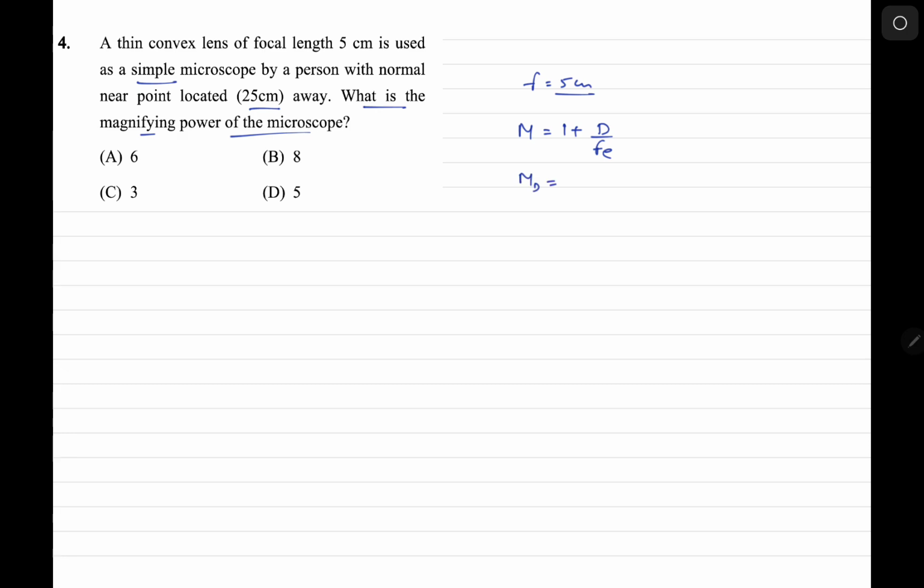If we use this formula here, 1 plus 25 by 5, we'll be getting 5 plus 1, which is 6. So this will be the magnifying power, because we are using a simple microscope by a person with a normal near point. Obviously the person can see the image when the image is formed at least distance of vision. That's why I took this case. I hope you understood this one. So option A is correct here. Let's move to the next question.